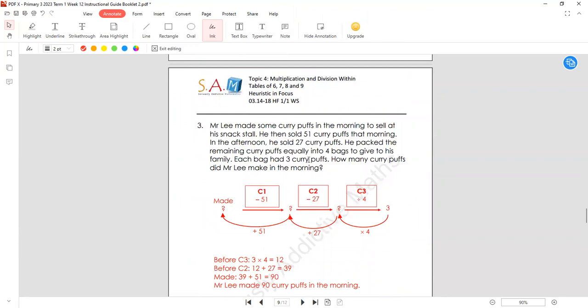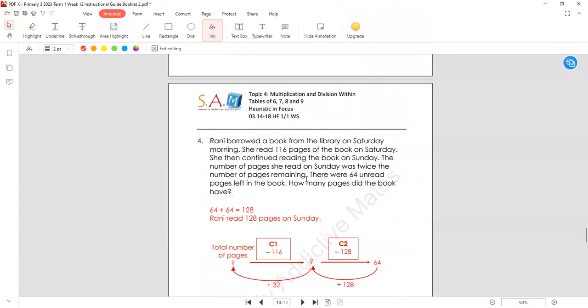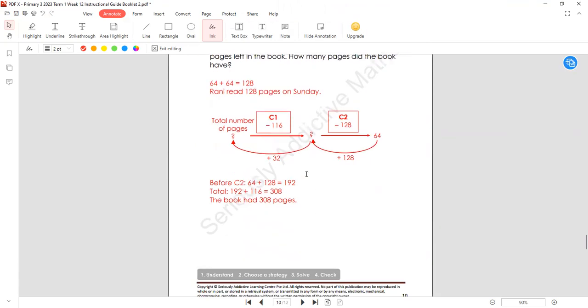He packed the remaining bags into 4 bags to give his family. Each bag had 3 curry puffs. Okay, I think you may have to do, yeah, each bag had 3 curry puffs. Oh, this one involved multiplication. So maybe do this one, teach this in class with them. Okay, and then the rest I will get them to do as homework.